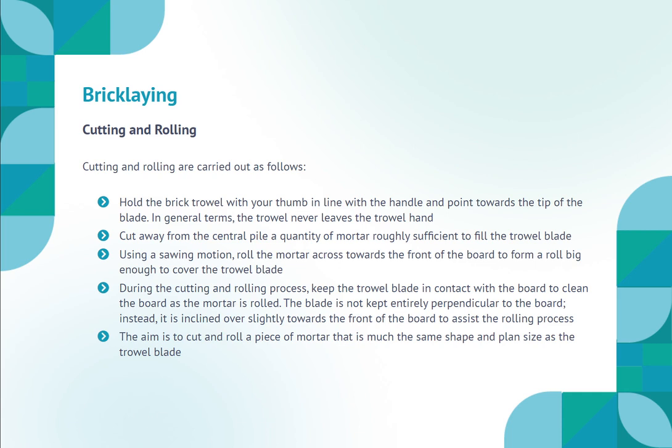During the cutting and rolling process, keep the trowel blade in contact with the board to clean the board as the mortar is rolled. The blade is not kept entirely perpendicular to the board, instead, it is inclined over slightly towards the front of the board to assist the rolling process. The aim is to cut and roll a piece of mortar that is much the same shape and plan size as the trowel blade.